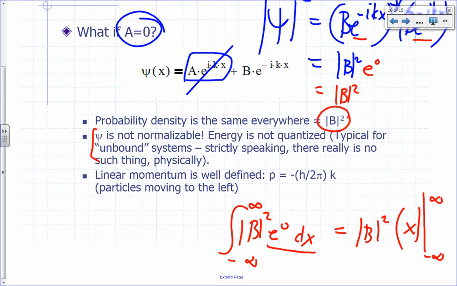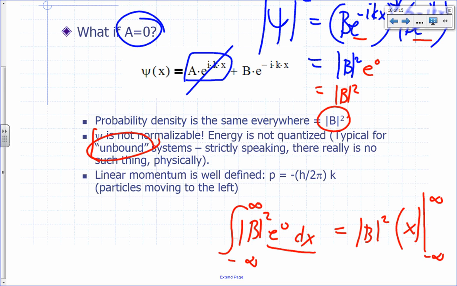And that's typically what happens when you have what's called an unbound system. Your free particle has no boundaries. And strictly speaking, there's really no such thing. Everything in nature has a boundary somehow, right? So this is really an idealization. You don't see your psi here being normalizable unless you decide that you want it confined to a region in space. If there's no restriction on where the particle can be, you have an unbound system. So this is one exception where you cannot normalize your function.